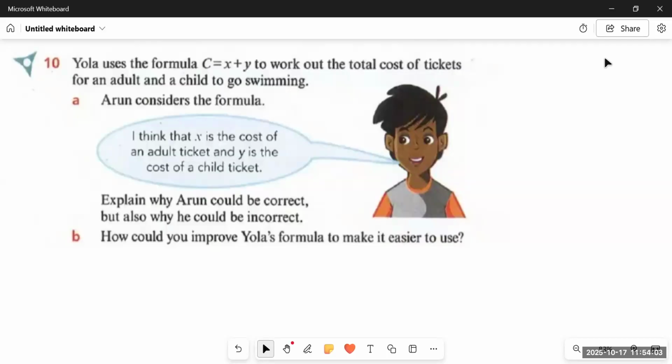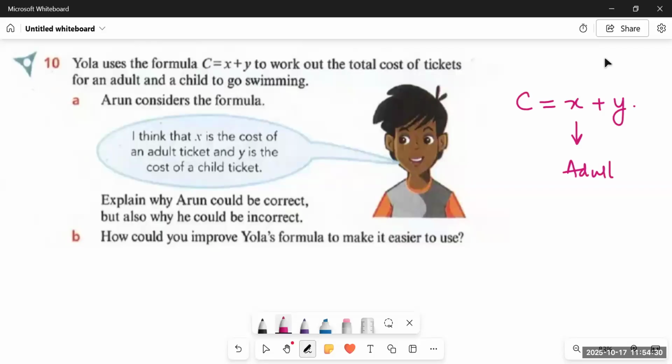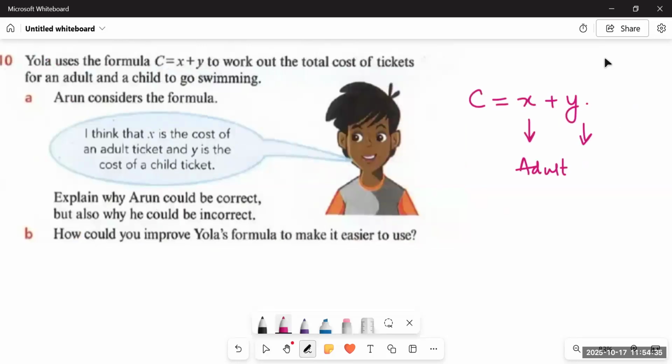Arun considers the formula. I think that X is the cost of an adult ticket and Y is the cost of a child ticket. Explain why Arun could be correct, but also why he could be incorrect. Oh, that's a very bad question. So here they are saying we can say C is equal to X plus Y. Okay. And according to Arun, he is saying that X is the cost of an adult and Y is the cost of a child.